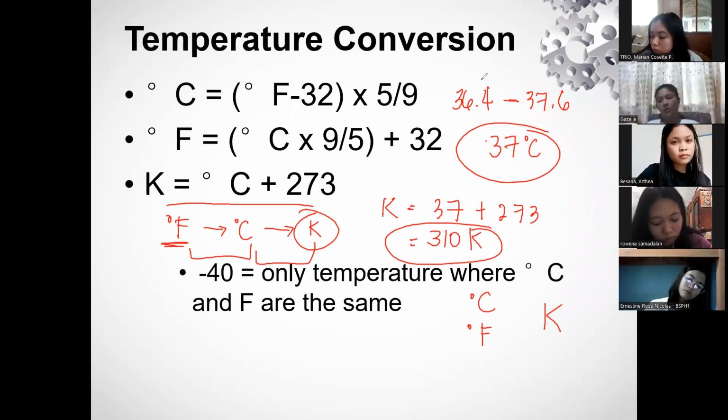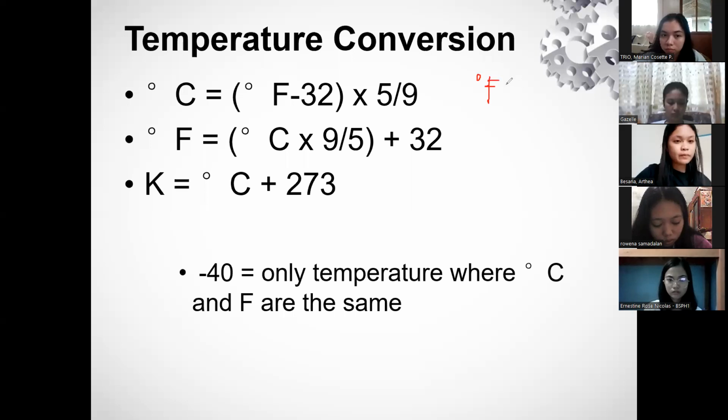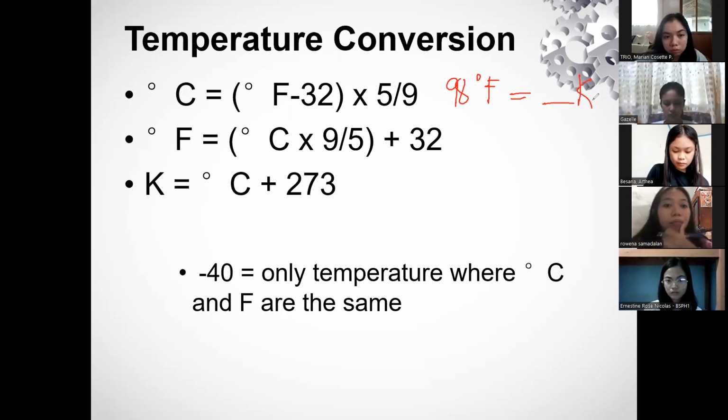Questions? We need to show you an example of degrees Fahrenheit to Kelvin. Ma'am, pwede yung example atong conversion from F to K, ma'am? F to K. Okay, sige. So example, you have 98 degrees Fahrenheit. And then you are asked to convert this into Kelvin. So the first thing that you are going to do, since wala tayong formula that will convert Fahrenheit to Kelvin directly.